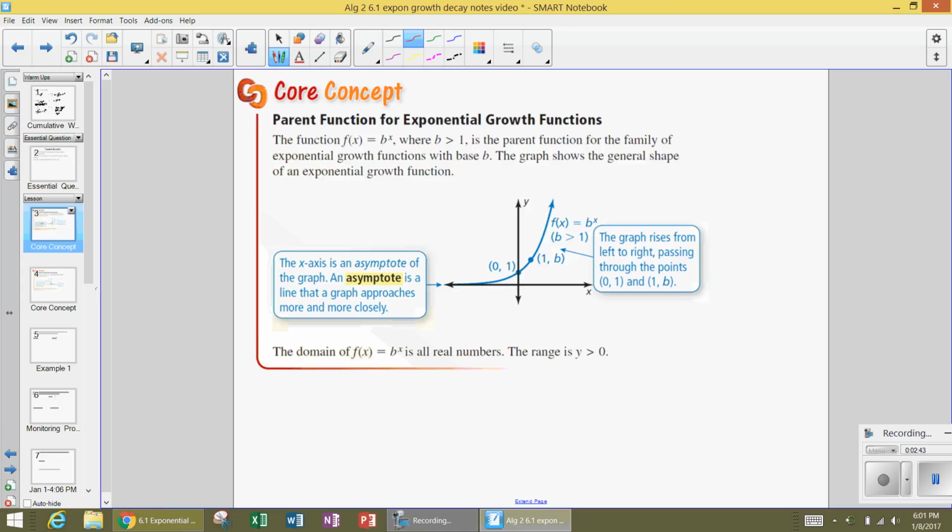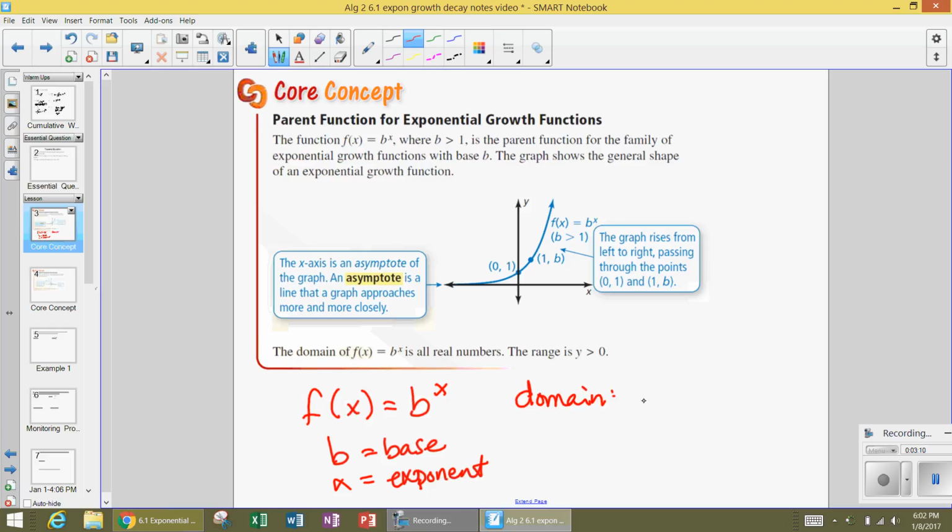So our core concept is going to be the exponential growth function. There's a couple of things you need to know about the exponential growth function. We write this function as f of x equals b to the x, where b is the base, x is the exponent, and that's why it's called an exponential function, because your variable is now up at the exponent. The domain is going to be all real numbers.